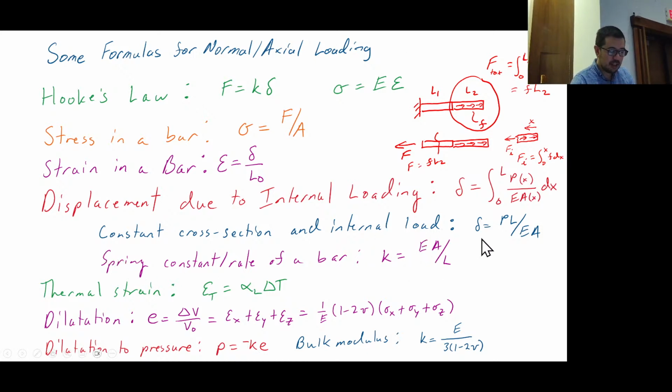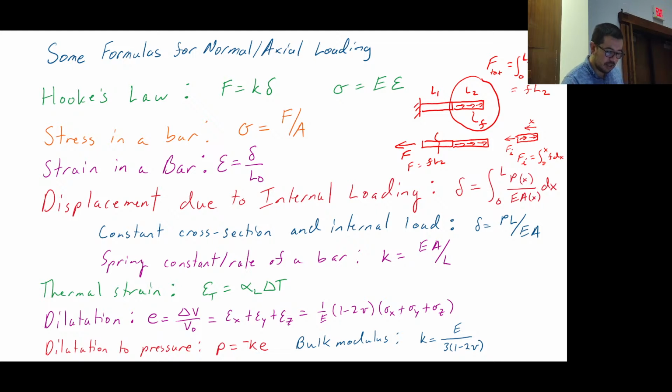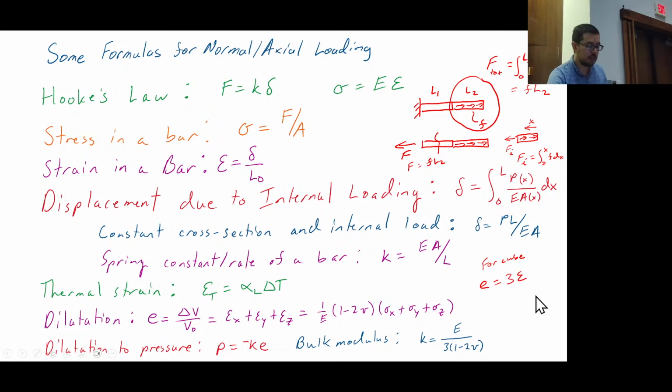Anyway, and then this is the PL over AE equation. This is the spring constant rate of a bar. We just discussed thermal strain. We discussed volumetric strain, dilatation, right? And it's probably not a bad idea to add here that the dilatation is, in many scenarios, equal to 3 times the linear strain. You see that right here, epsilon x plus epsilon y plus epsilon z.